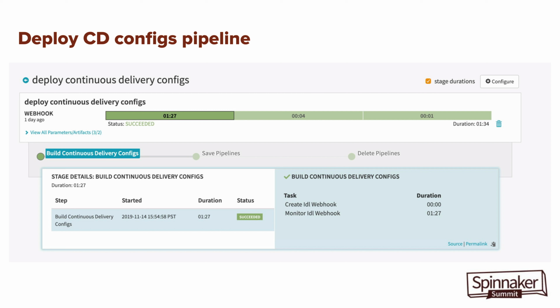How do we actually deploy this configuration to Spinnaker? We bootstrap every Spinnaker service with a special pipeline. This pipeline is called the deploy continuous delivery configs pipeline. So what happens is you have a green build, it kicks off the deploy CD configs pipeline, so it's on auto deploy. What this pipeline does is it pulls the pipeline artifacts, also does the build signing and saves those pipelines, and then it also has a delete pipeline step.